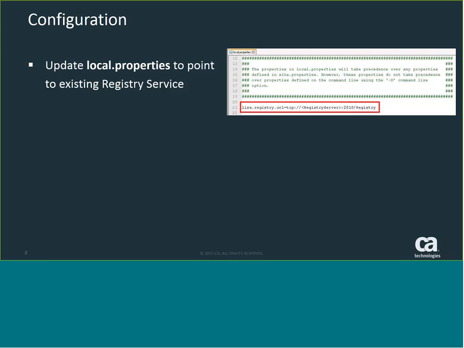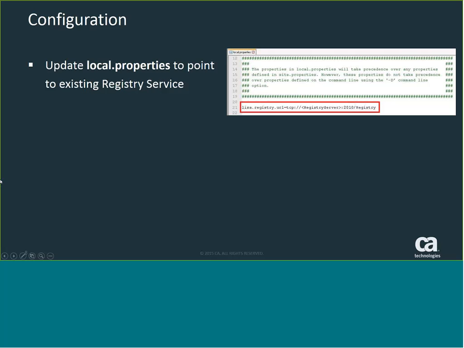This parameter points to the host name where the registry service is located. It specifies the port number where the registry service listens on, and the name that the registry service is configured with. The port number 2010 and the registry name with a capital R at the beginning are the default values.